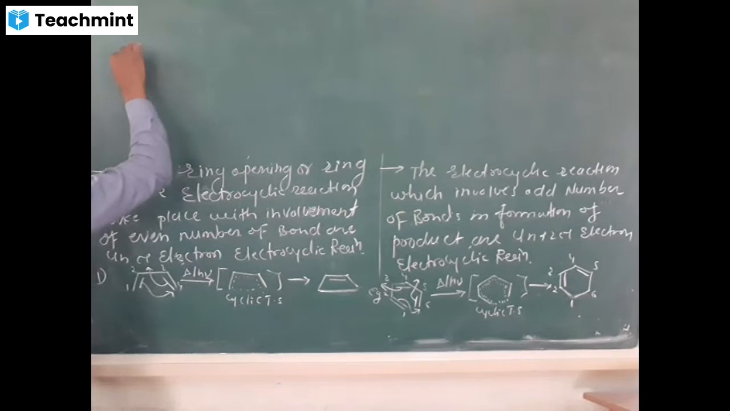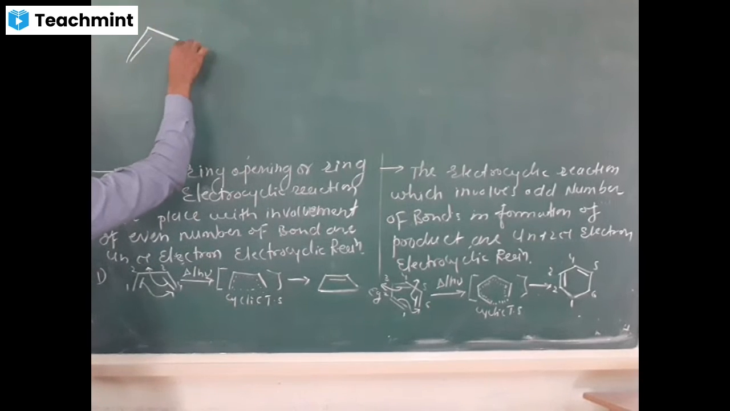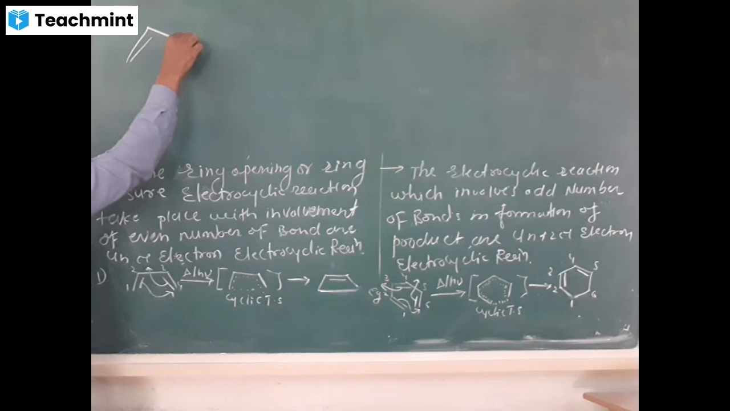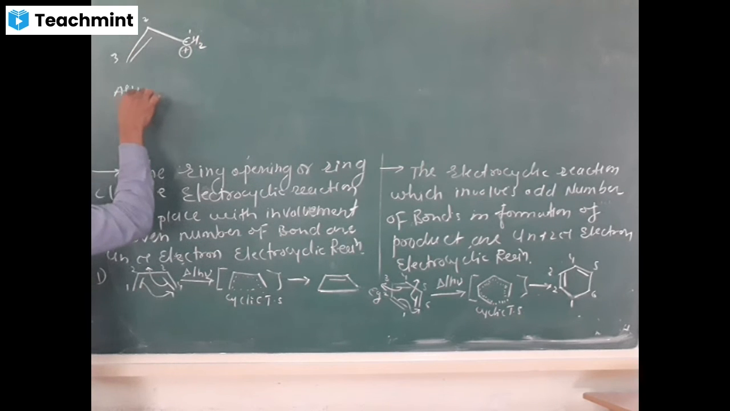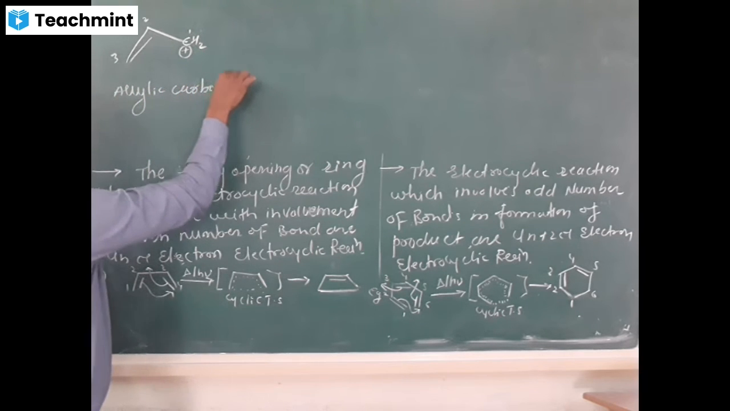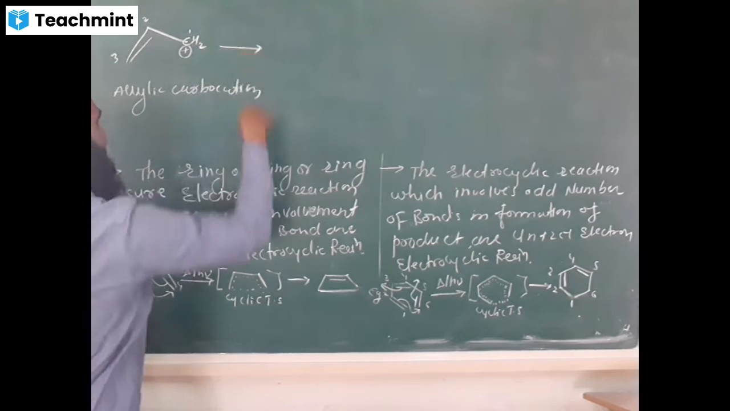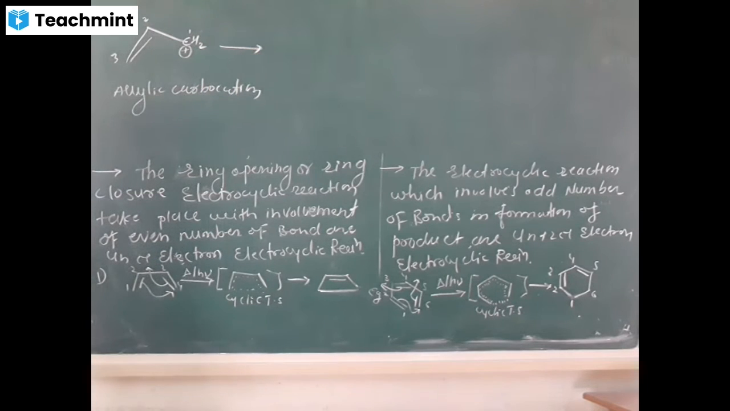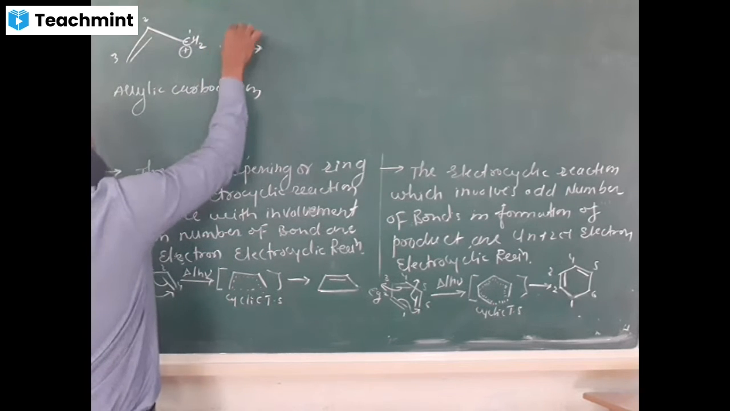So for example, we have this allylic cation. What is this? This is an allylic carbon, CH2 positive. This is 1, 2 and 3. This is an allylic carbocation. The allylic carbocation is an intermediate. Intermediates can start a reaction, but in a reaction no intermediates will be obtained as products, remember this.